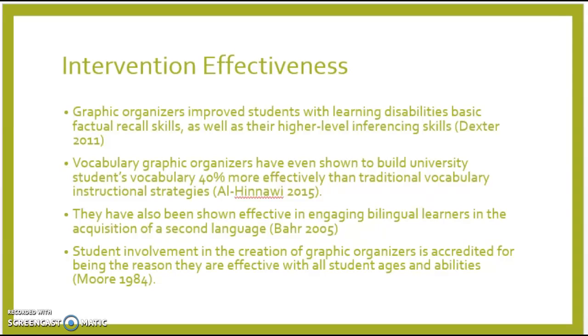This was determined through a literature review, and it concluded that relationship graphic organizers, the ones that look like trees, were the most effective type, and the student engagement and implementation was the reason that they were the most effective.